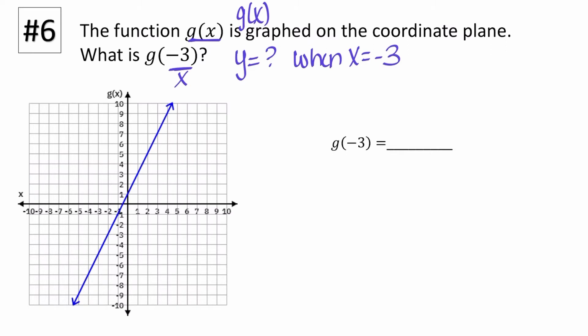So to figure this out, I'm going to go to my graph and find x equals -3. And I'm going to figure out the point that is there. So that is this point, -3, -5. So that means that when x equals -3, y equals -5. So that is why g of -3 equals -5, because that is the value of y when x equals -3.